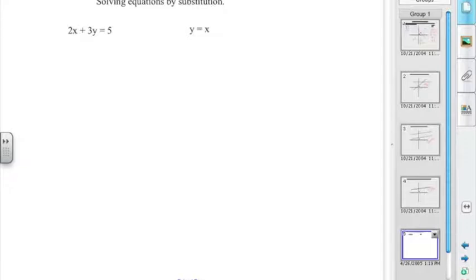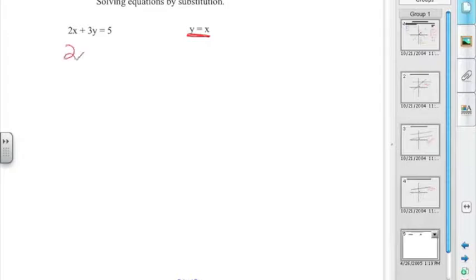So we have two equations, 2x plus 3y equals 5, and y equals x. We're going to use the y equals x as the equation that we're going to use to substitute into the other one because it's a simple equation. We know that in y equals x, the variable y equals the variable x all the time. So we're going to substitute that into the first equation.